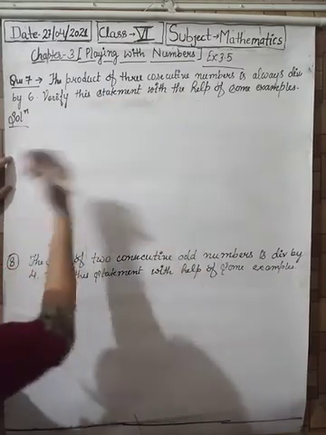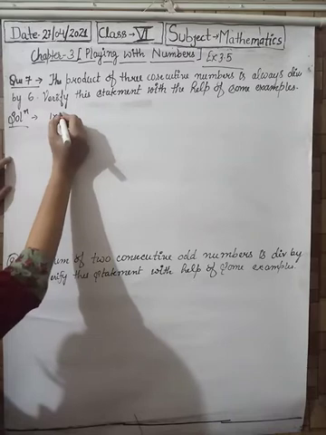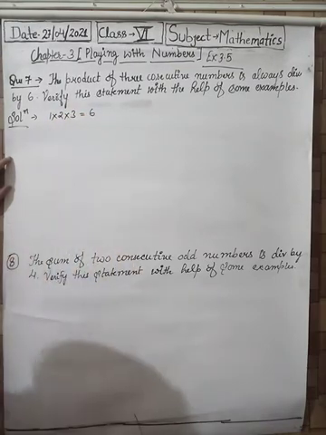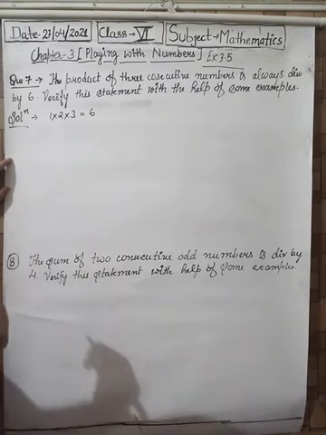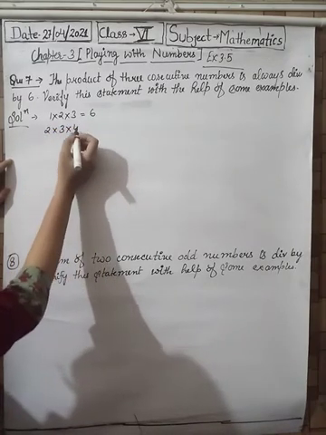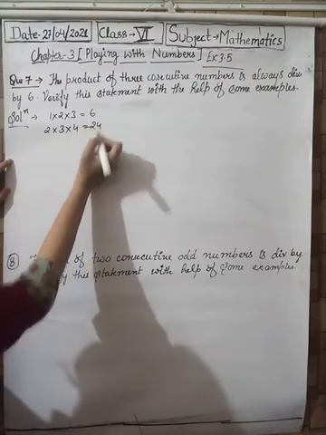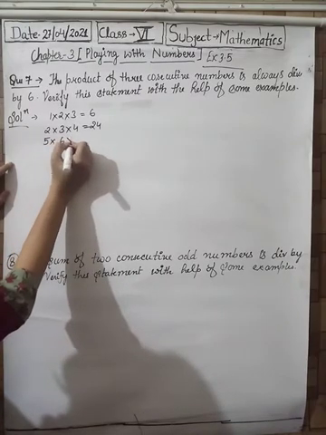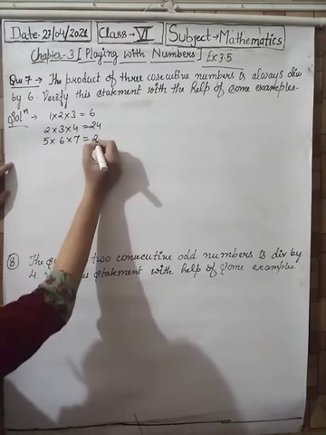The product of three consecutive numbers. Let us take three consecutive numbers, 1 into 2 into 3. What is the product of these three? 6. Next, again three consecutive numbers, 2 into 3 into 4. 4 threes are 12, 2s are 24. Next, three consecutive numbers 5 into 6 into 7, which is equal to 210.